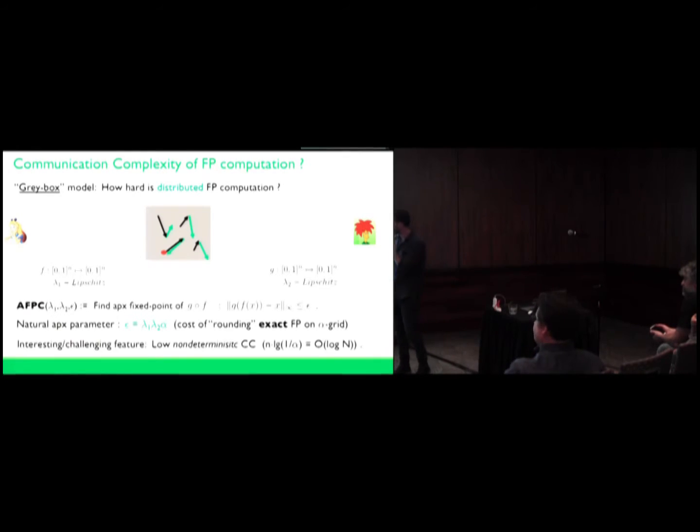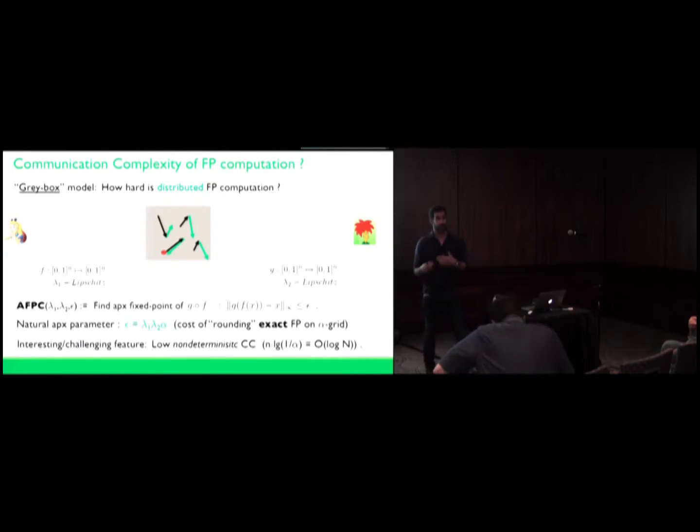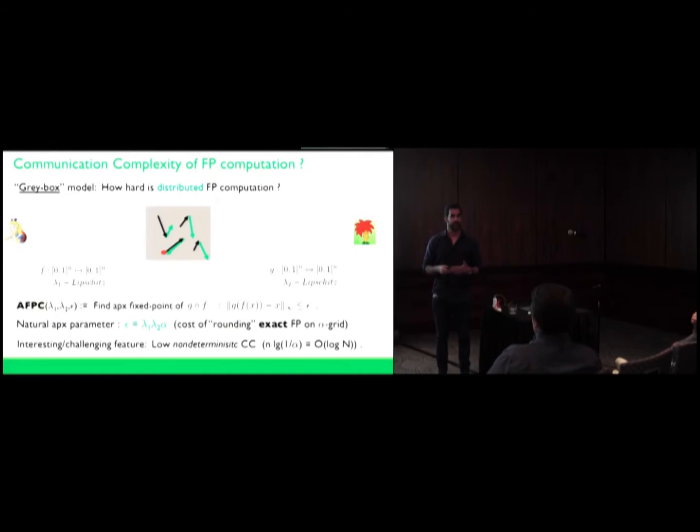Make sense? Okay, so another interesting or challenging feature of the problem, depending on how you view it, for this value of epsilon is that it has a very low non-deterministic communication complexity. Basically because there's always a short certificate for a solution, namely Merlin can just tell Alice and Bob the name of a point, and they can very cheaply verify that indeed it's a fixed point. So this should insinuate that proving lower bounds for this problem is not going to be easy because there's non-trivial things going on under the hood here.